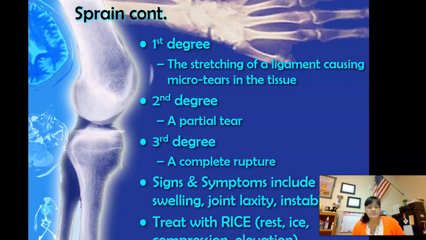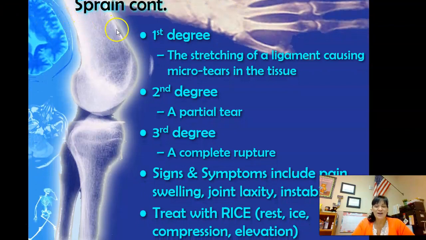So signs and symptoms would include pain, swelling, joint laxity, instability, bruising. You definitely would see some bruising. You treat with RICE. And so RICE, know this acronym, RICE is rest, ice, compression, and elevation. I don't know if you can see that down there, can you?